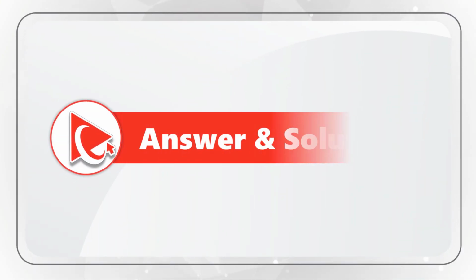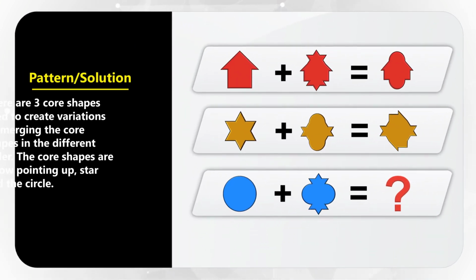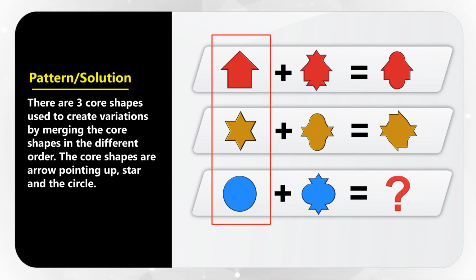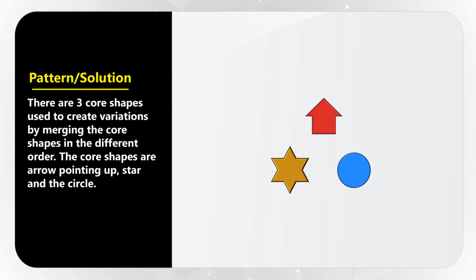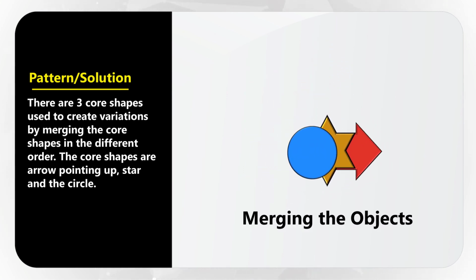To solve any challenge, the key is to find the pattern, and this question is no exception. The pattern here is rather unusual, but it still exists. And the pattern here is that there are 3 core shapes represented by objects in the first column. The core objects here are arrow pointing up, star, and the circle. And all remaining objects are just variations created by merging core objects into another object.